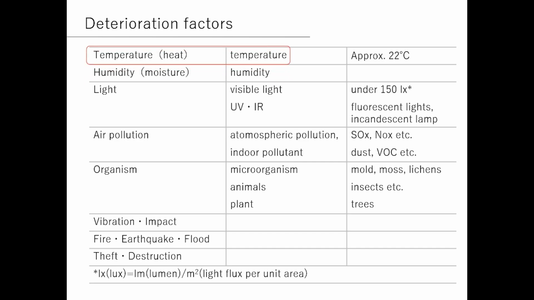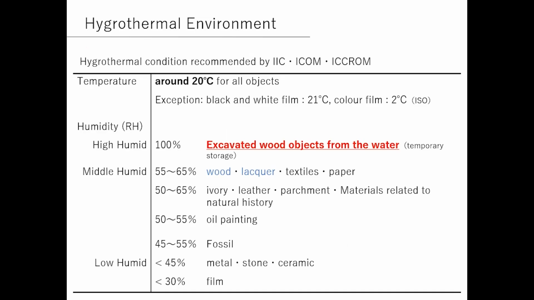Here, temperature and humidity, which are particularly important among environmental factors, will be explained. Now let us consider what environmental conditions are best for artifacts. This table shows the temperature and relative humidity levels in storage environments for cultural properties recommended by organizations such as IIC, ICOM, and ICROM. For temperature, about 20 degrees Celsius is recommended, except for the storage of color film.